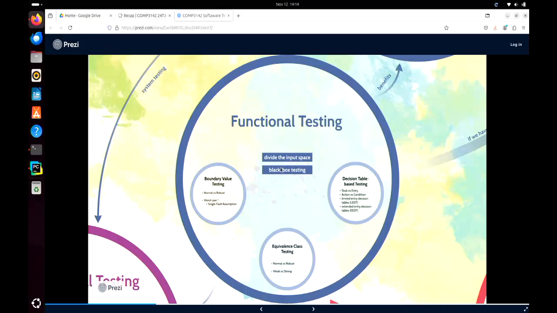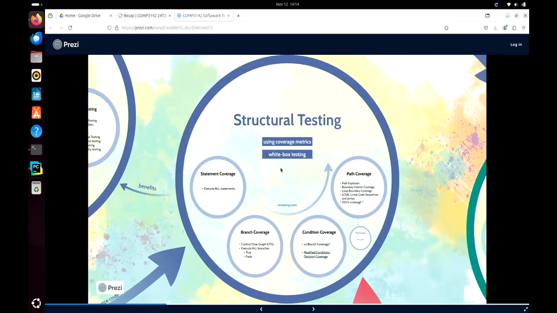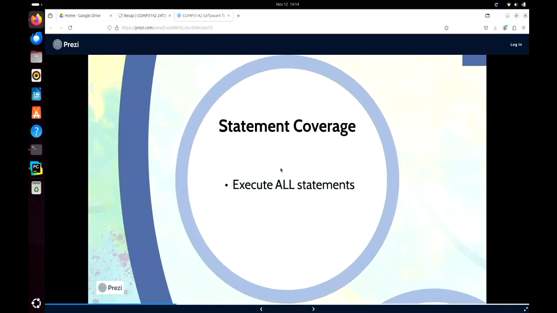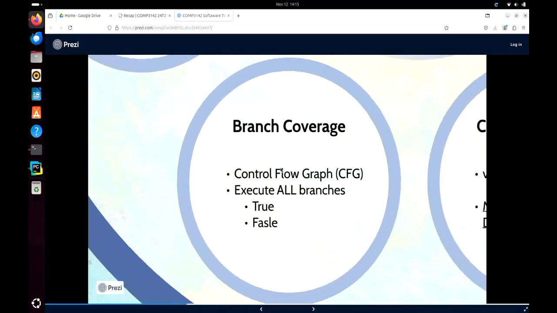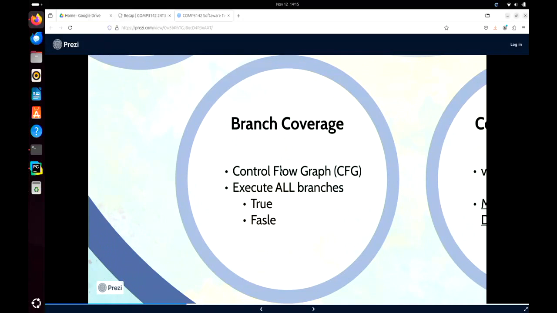And after that, if we have source code, we learned structural testing. And structural testing is all about different coverage metrics. So first we learned statement coverage, which is basically to cover all the statements. We are trying to cover all the statements of a program. But covering all the statements doesn't mean the program is bug-free, because we still have branches to cover. So branch coverage is the second coverage metric we learned.